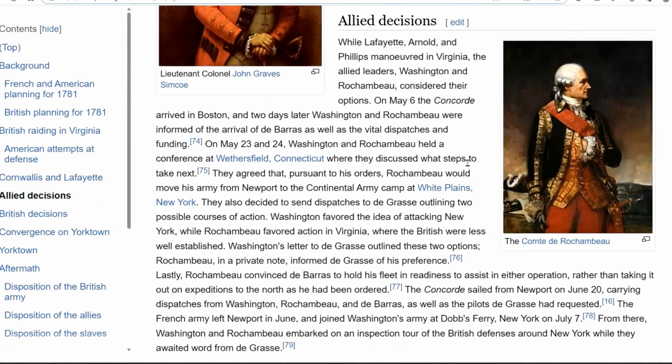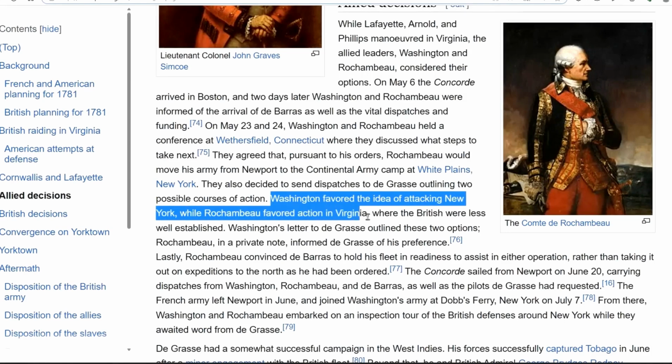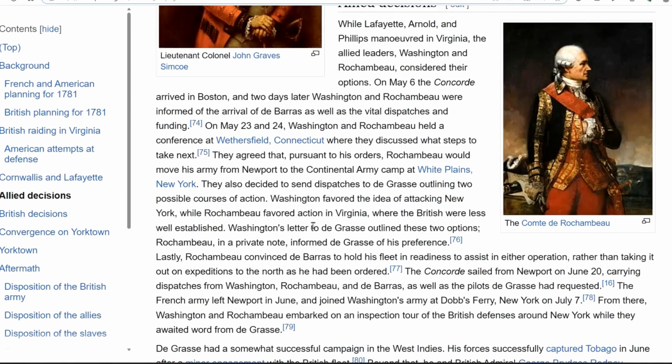Now, this view can be supported by a brief look at Wikipedia. Here we see that Washington favoured the idea of attacking New York, while Rochambeau favoured action in Virginia, where the British were less well established.